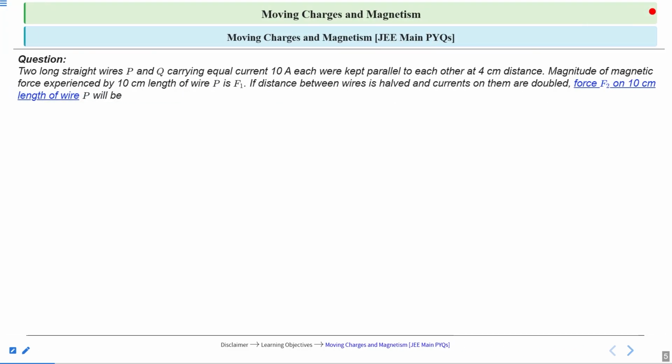So let's see the solution. The correct option is A, 8F1. So solution using concept 18.14.